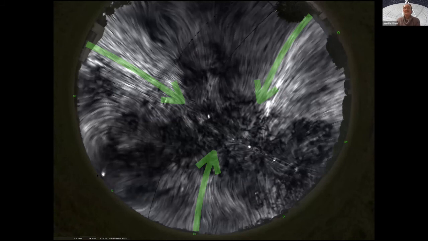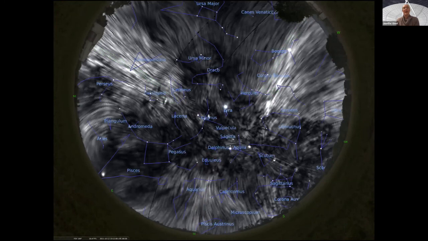I did make this map with Stellarium, which I'm sure many of you are familiar with for looking at where the constellations are going to appear in the sky. And so then I've actually added the stars and the constellations here. And so you can sort of map out where you would see these bright streaks across the sky if your eyes could see radio light.